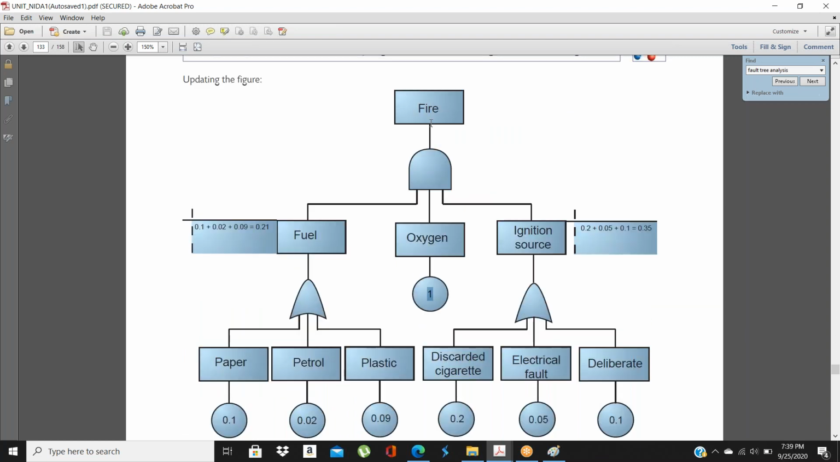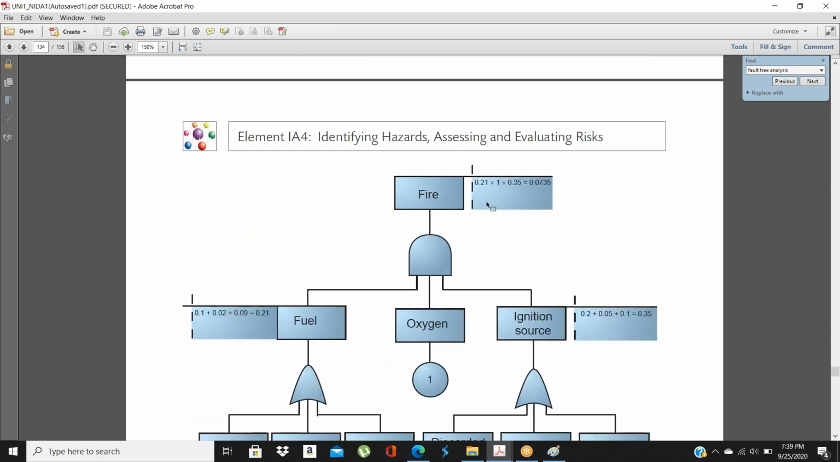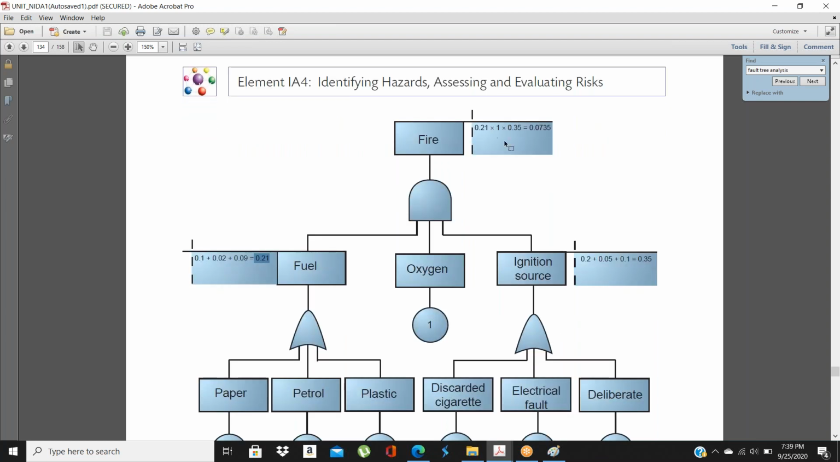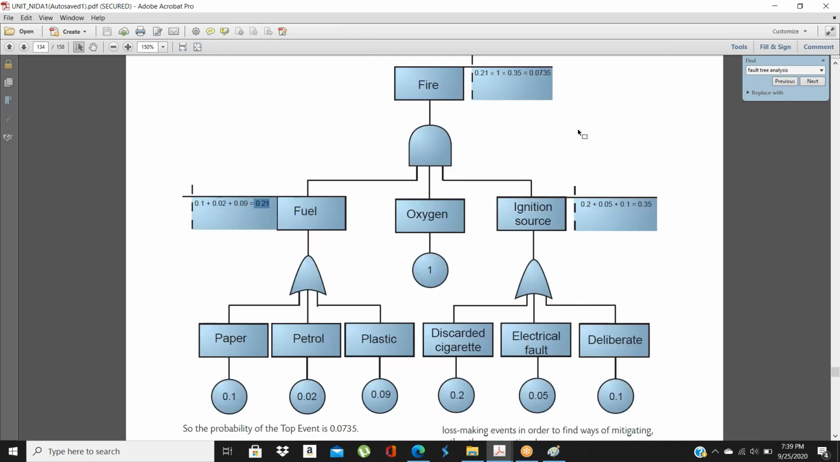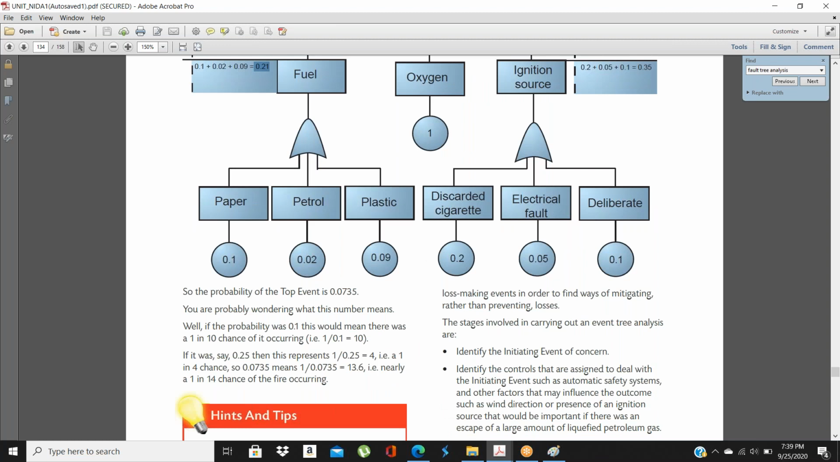Now this is the AND gate. So for this we will multiply. So what will be the probability of fire? Now see, 0.21 from this side and 1 from this one, and 0.35 from this. So the probability of this system to cause the fire is 0.0735. Now it's clear. Yes, clear. Okay.